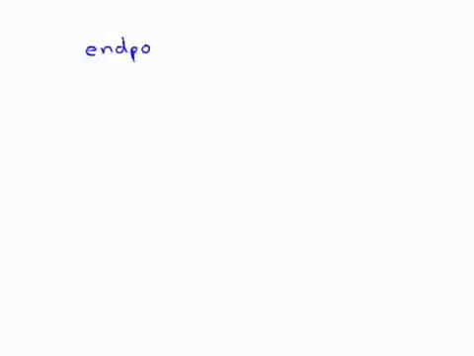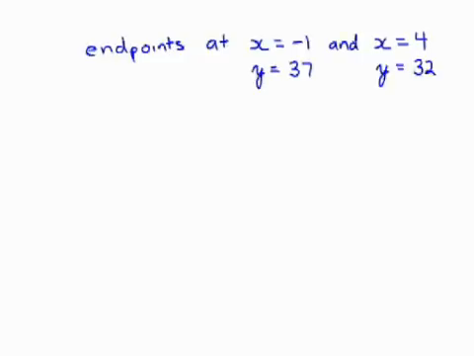Now what we also have to consider are the endpoints, because we were given a closed interval. We have an endpoint at x equals -1 and x equals +4. So we need to find the corresponding y coordinates. Again, we'd be using the original function j of x to do so. We find that when x is equal to -1, y is equal to 37, and when x is equal to 4, y is equal to 32.